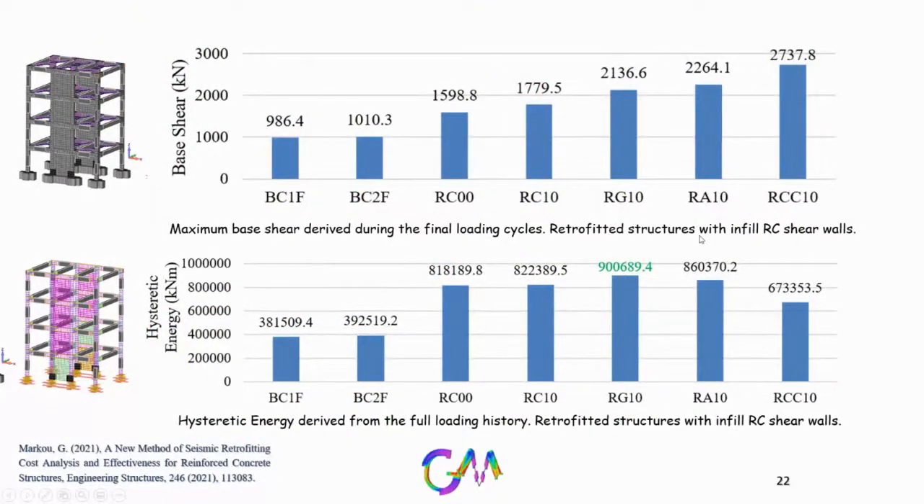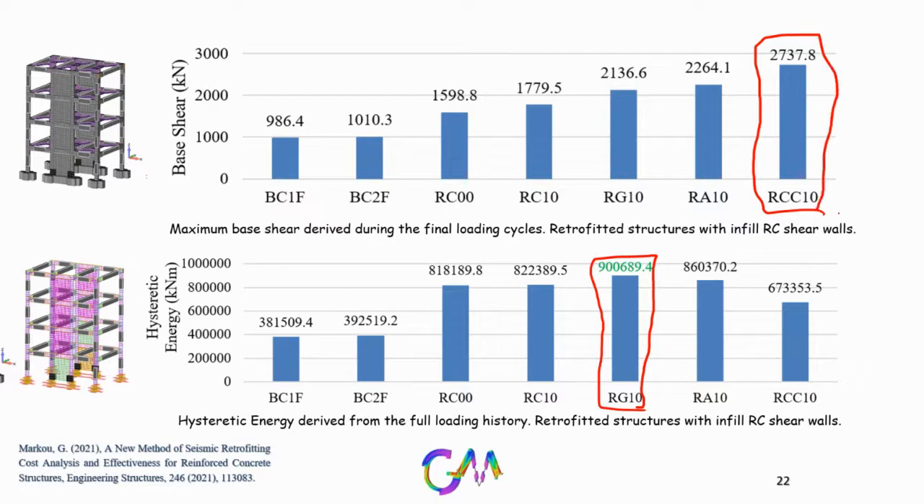And of course, in this case, the corresponding maximum base shear and hysteretic energy for different models in the case of the infill reinforced concrete shear wall. The values here are double what we had with the CFRP. And as you can see, the best in terms of hysteretic energy is the case where we use glass fiber reinforcement instead of steel reinforcement. But in terms of strength, the best results derive from the case where we use carbon fiber reinforced polymer rebars, which of course are the strongest and, in this case, hardest of the materials that we investigated here.